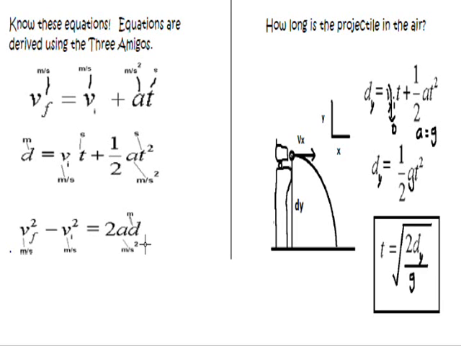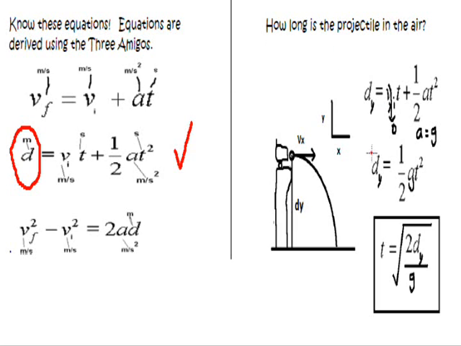So if we're going to figure out how long it's going to be in the air, that would bring us down to these two equations. There's no time in this one. So how do we decide between these two? We're going to need to use the distance in our problem. This is the only one that has distance. So here's the amigo we use.